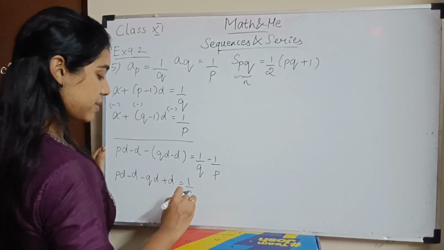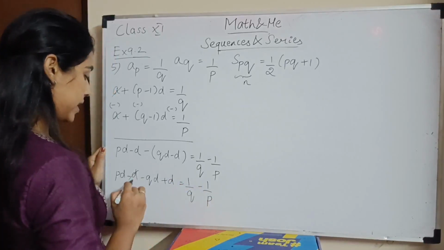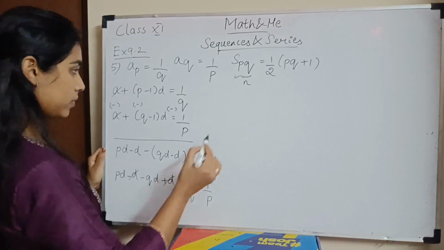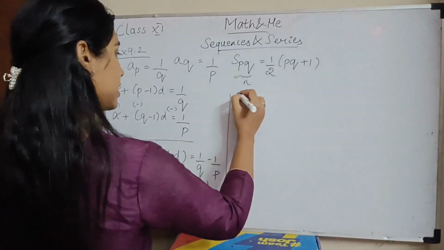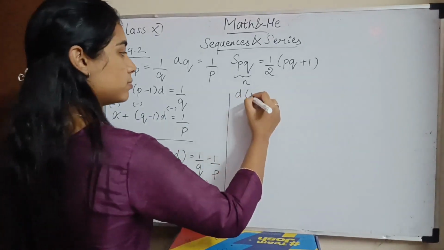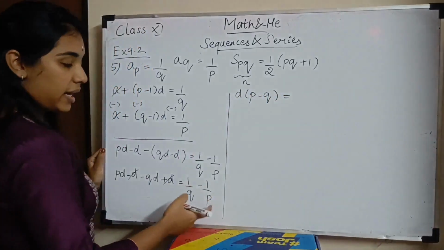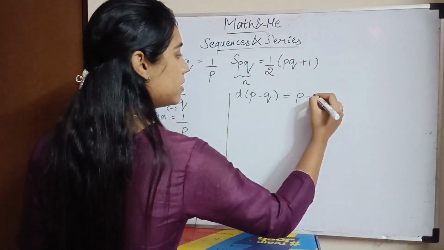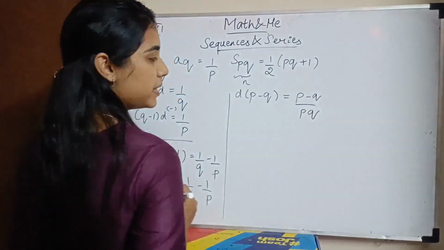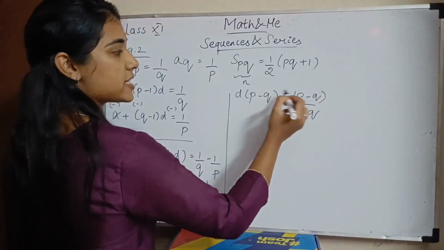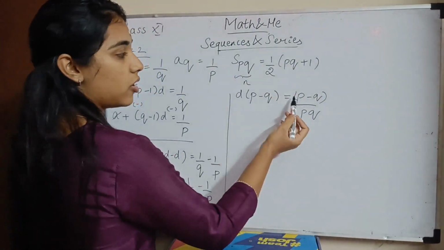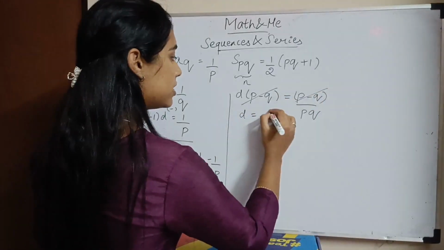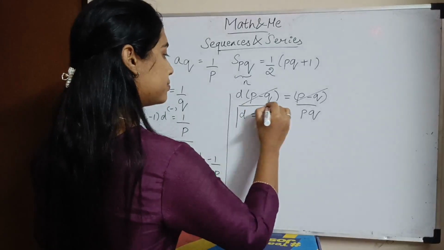This is very similar to one of the example questions that we solved. Now the minus d and the plus d go off. I take d common: d times (p minus q) equals, taking the LCM, (p minus q) divided by pq. The p minus q on both sides gets cancelled, so my d is 1 by pq.